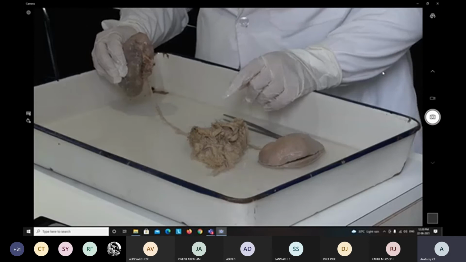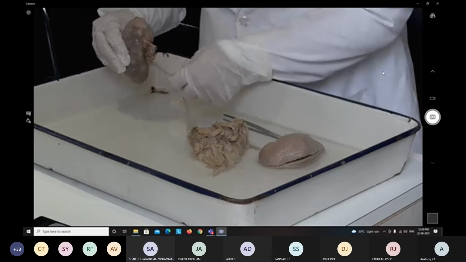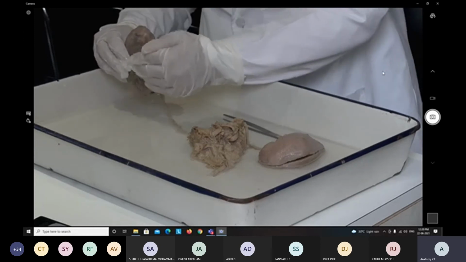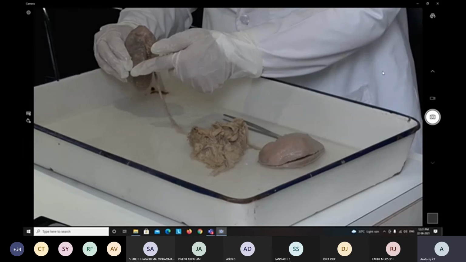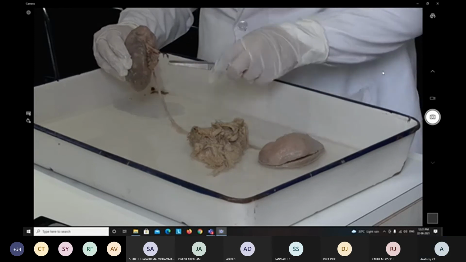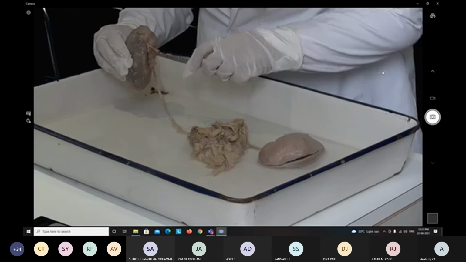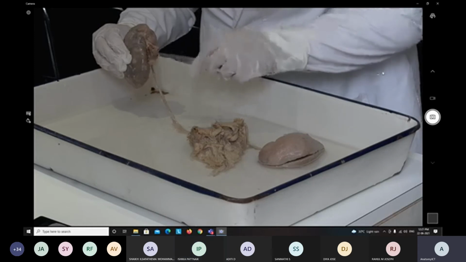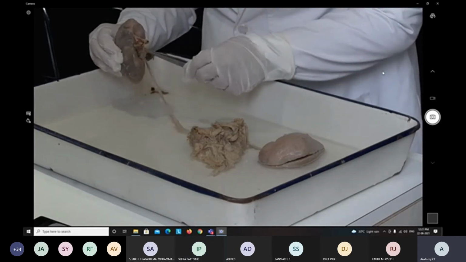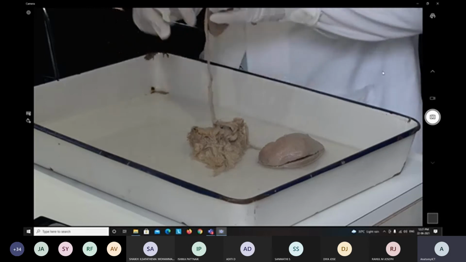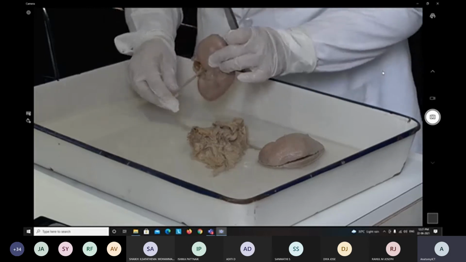Am I audible clearly? Yes, ma'am. Structures at the hilum. What are the structures we come across, from front to back? Renal vein, renal artery, renal pelvis. Yes. Renal vein is the first one. This is the renal vein. Then artery and the renal pelvis. The posterior most structure is the renal pelvis.